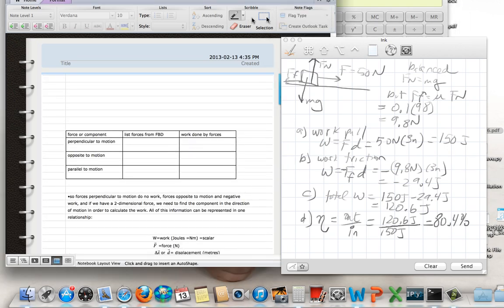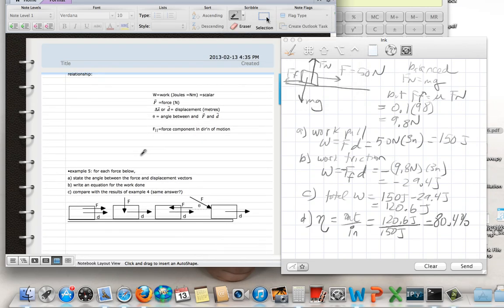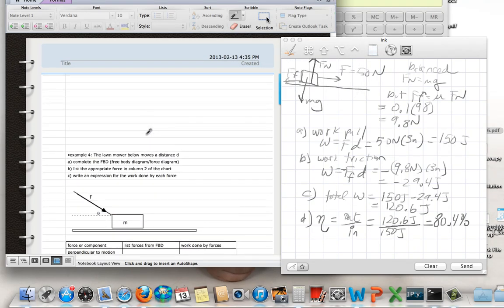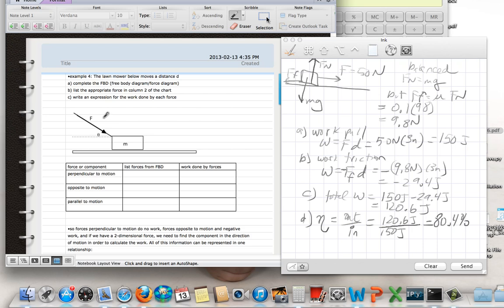Okay, moving right along. Let's now consider the work done in 2D situations. So, for instance, let's go back to our lawnmower problem. Now, we remind ourselves of the forces that act on the lawnmower. There is this applied force at an angle theta. There is going to be weight, mg. There's going to be the normal force from the surface, and there's going to be friction, which resists sliding.